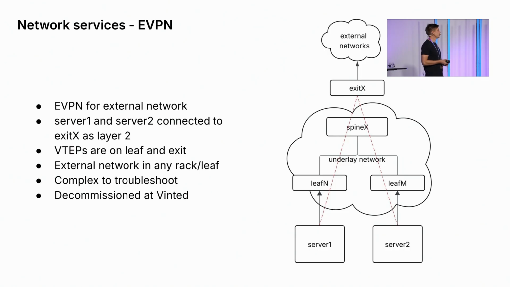Okay, another service that we used is EVPN. It is a service allowing you to have an overlay network on top of your underlay fabric. And we used to have it for our externally network-facing servers. So we would configure virtual tunneling endpoints on the leaves and exits. In this case, our server 1 and server 2 can have IP addresses from the same external network range and have the exit switch as their gateway.